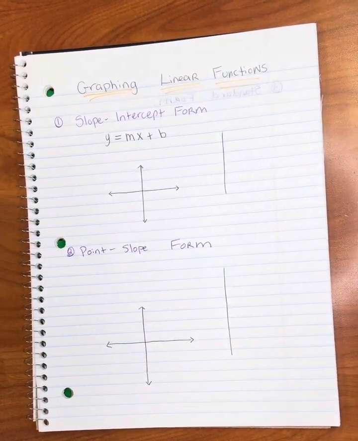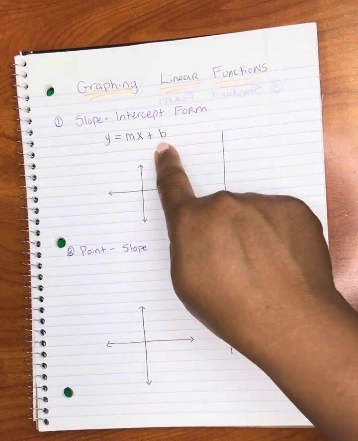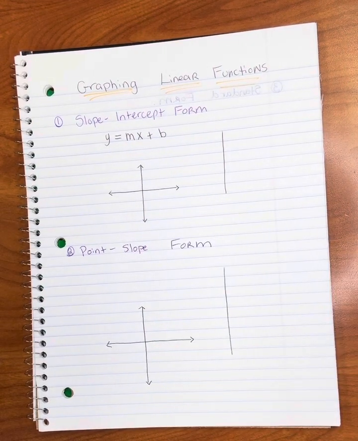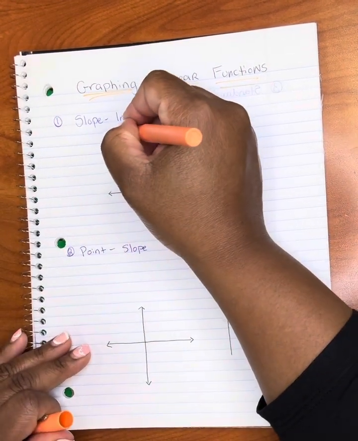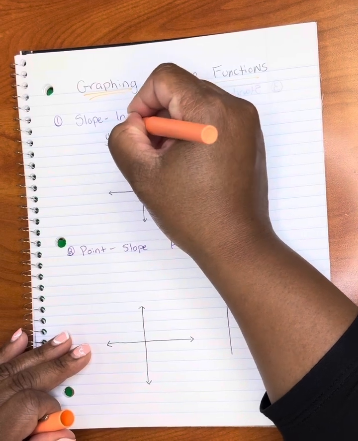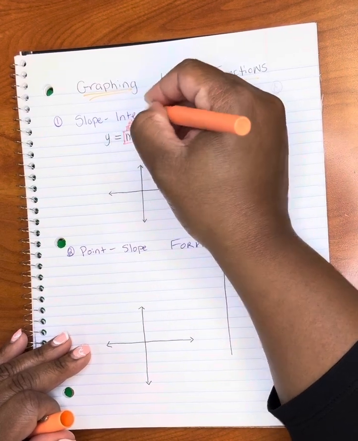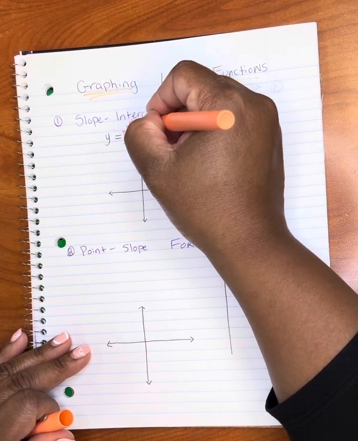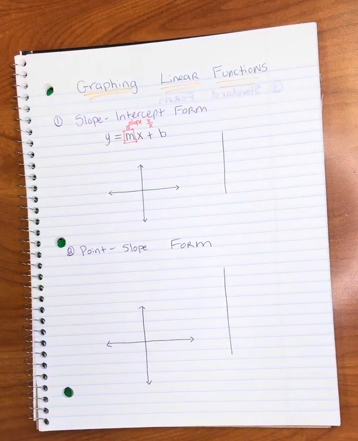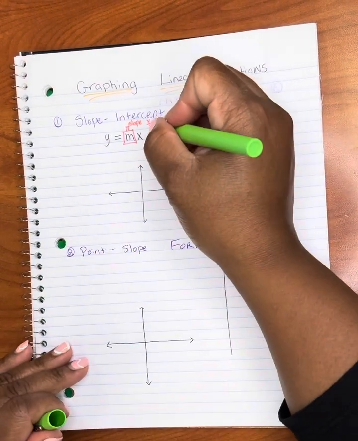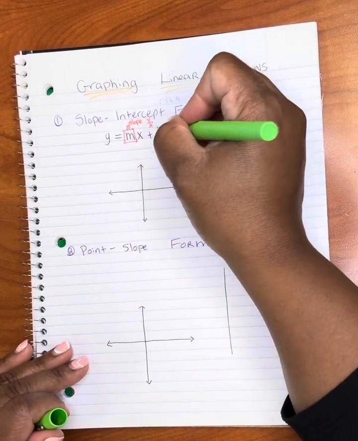All right, and anytime we have equations in this form, we need to remember that m is the slope. Okay, this is the slope, meaning y over x. And our b stands for our y-intercept.